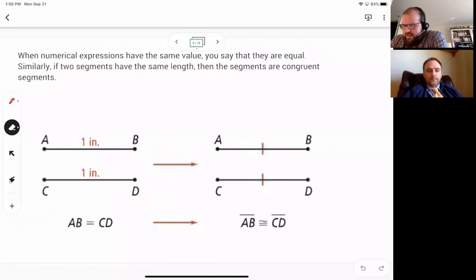All right, so we have this idea that we have numerical expressions, so like numbers, and we say that those things are equal. So like 2 and 2 are equal. All right, and segments are the same length, so that's not numbers. We use a word that's new to us. This is the word congruent.